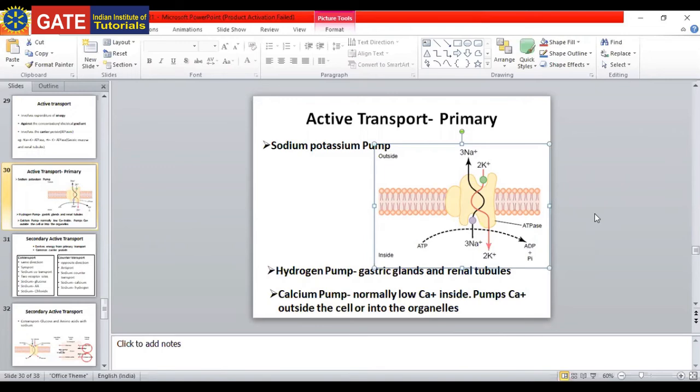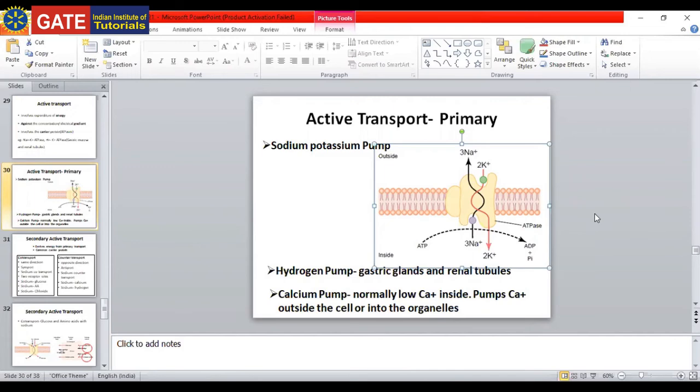Potassium will move from outside to inside during the uphill movement. Very good, that means you understood. Although potassium is more inside, we are still pumping potassium from outside to inside, for which we require energy. So there is no gradient here. Here you are against the gradient. In passive transport, you are along the gradient.